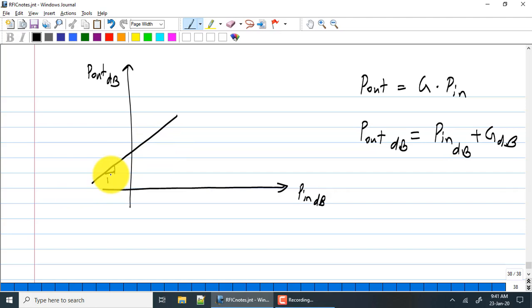Because P out in dB is simply P in dB plus G dB. So slope equals 1. Agreed? It's a straight line for small signals. Okay. What is this intercept? If P in were 0, this intercept has to be the gain. Okay. The y-intercept should be the gain.